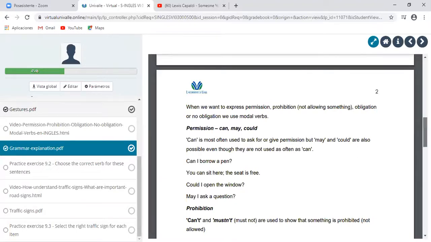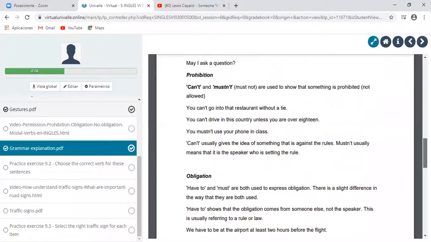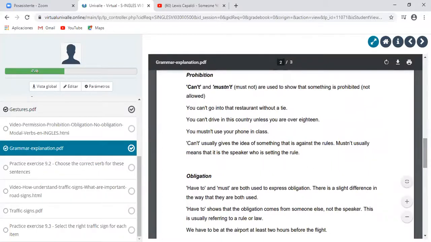Also, we use modal verbs for prohibition. In this case, we use can't in negative contraction and mustn't in negative contraction. Are used to show that something is prohibited, not allowed. You can't go into the restaurant without a tie. You can't drive in this country unless you are over 18. You mustn't use your phone in class.